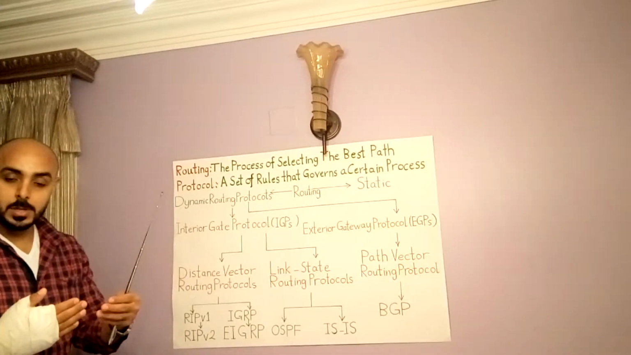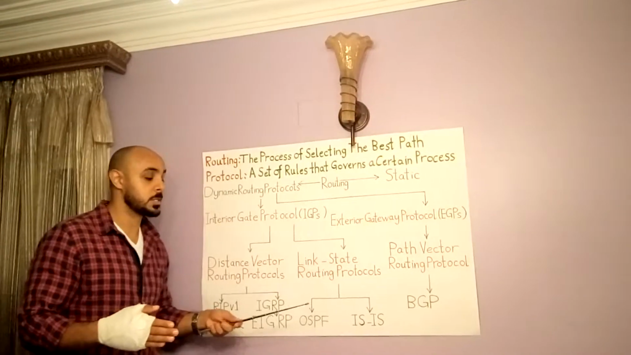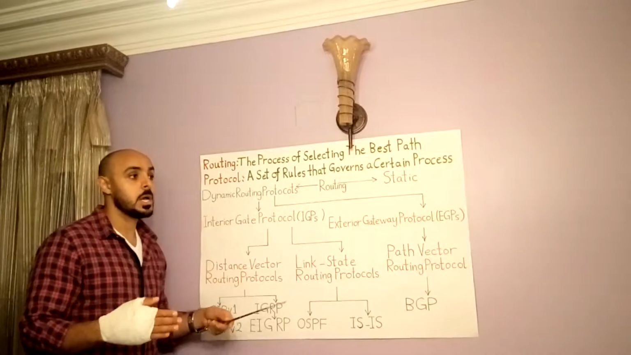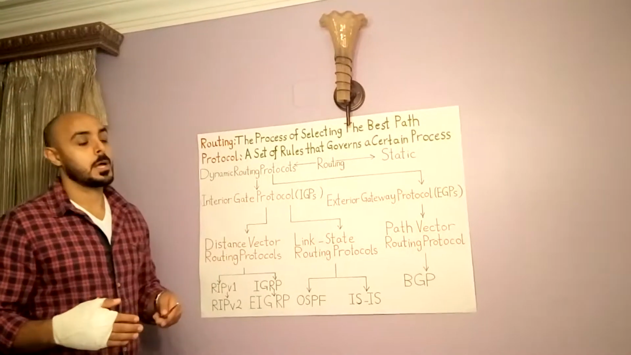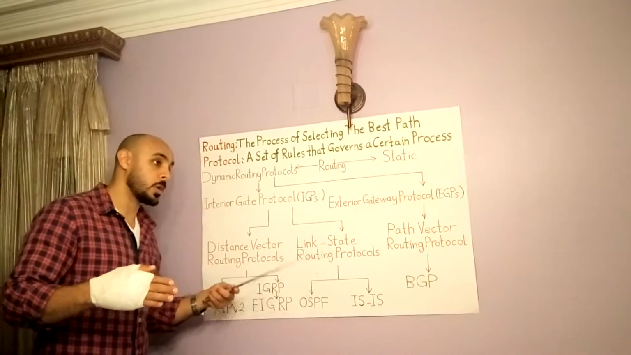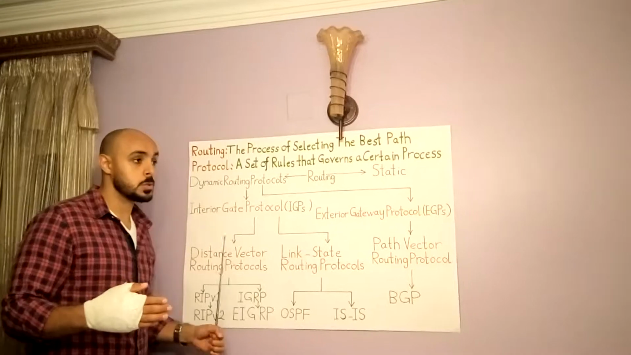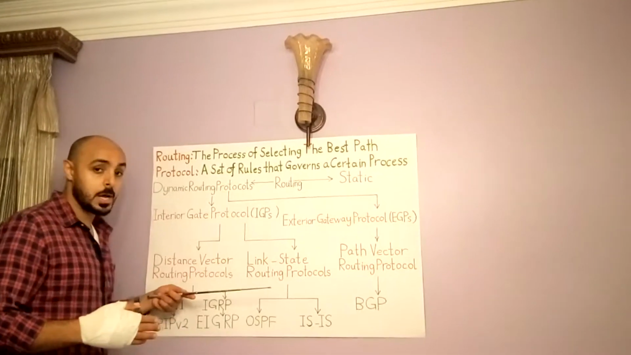They send information about the link that was affected by the change, not the entire routing table. So this means they have better convergence and better performance. That's why they scale more. They scale better in large networks than the distance vector routing protocols. This is a brief about the OSPF.